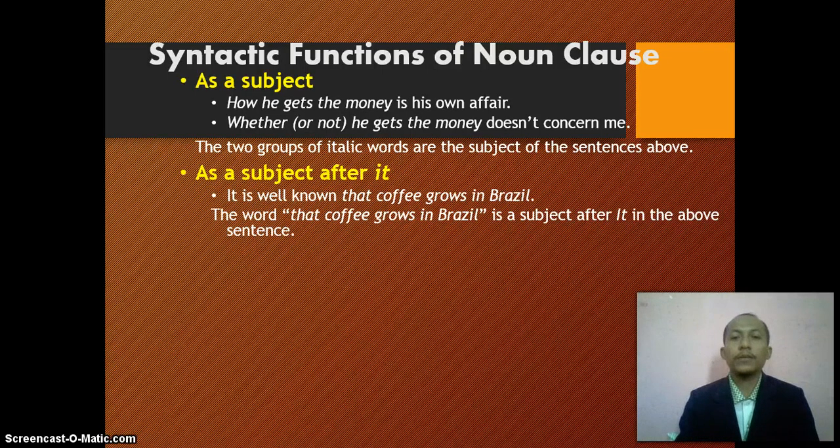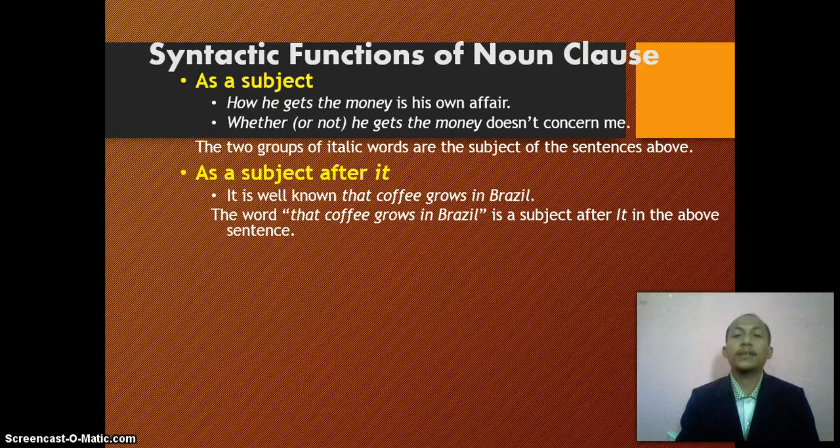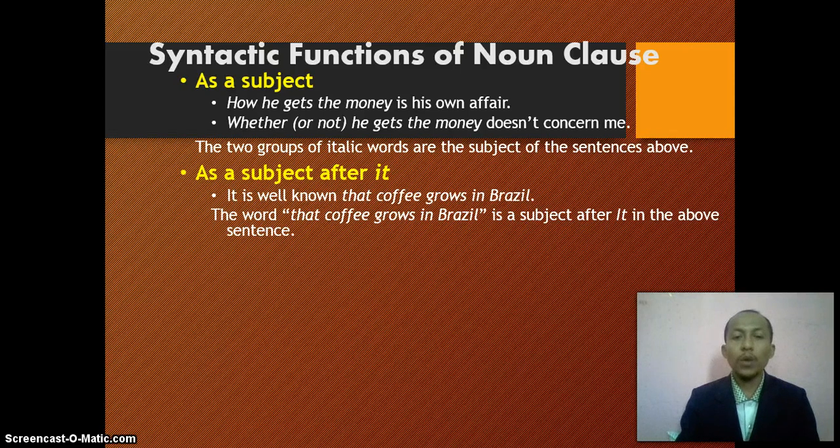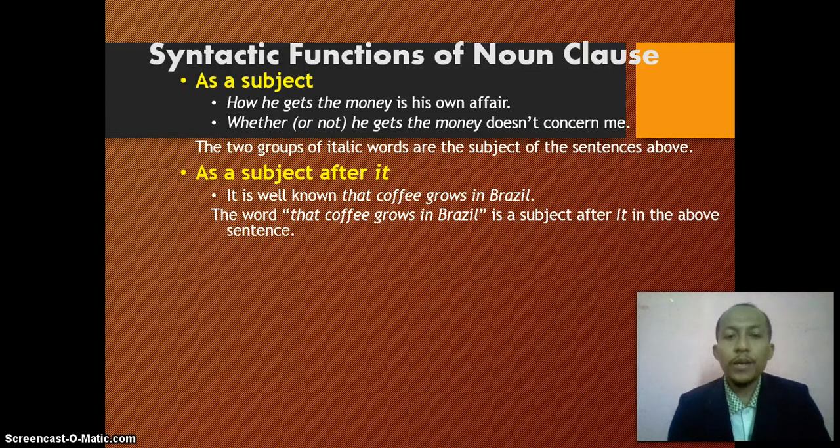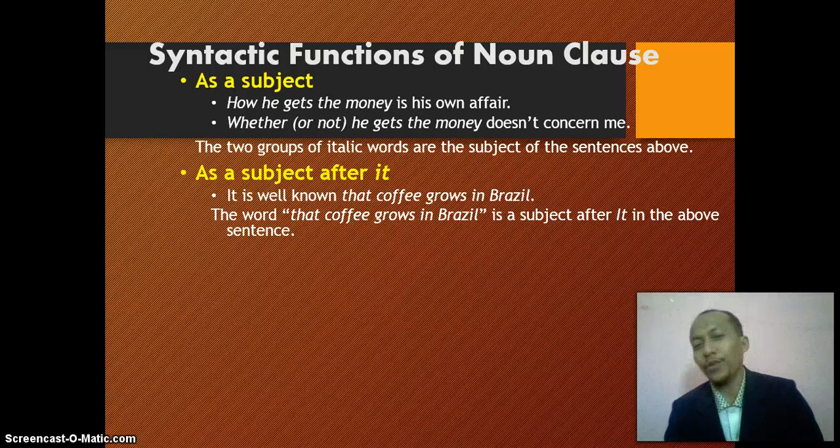Now, a noun clause as a subject after "it". So after "it" is a noun clause. You can see the example. It is well known that coffee grows in Brazil. It is popular that Onde is from Mojokerto, for example.